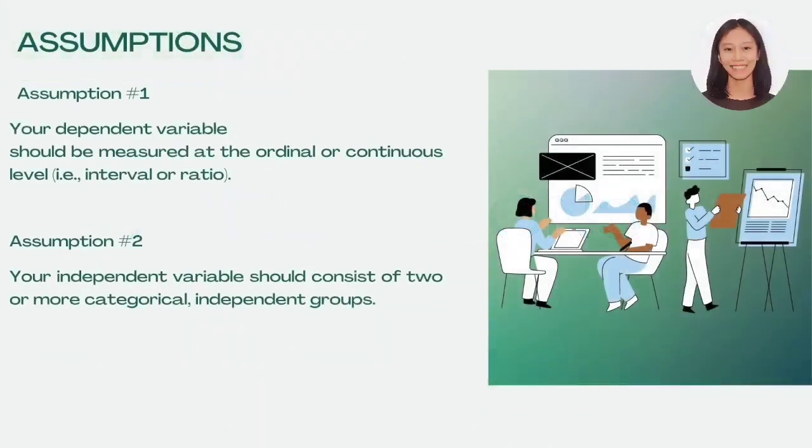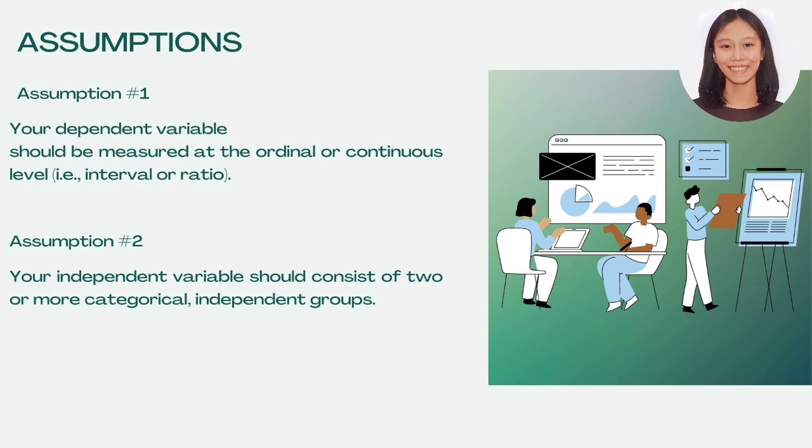For us to better understand, we begin by examining the assumptions. Therefore, when should we use the Kruskal-Wallis test? Assumption number 1. Your dependent variable should be measured at the ordinal or continuous level, for example, interval or ratio. Examples of ordinal variables include a Likert scale, a 7-point scale from strongly agree to strongly disagree, or a 3-point scale explaining how much a customer liked a product, ranging from not very much to it's okay to yes.